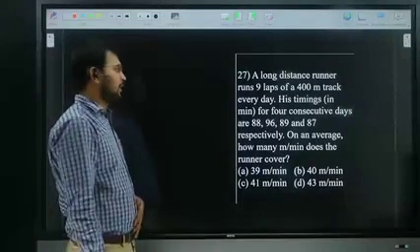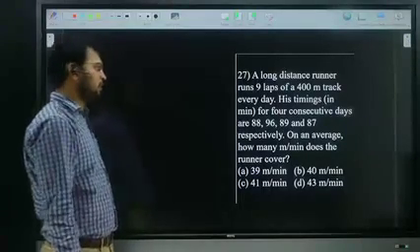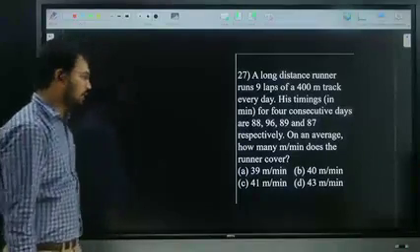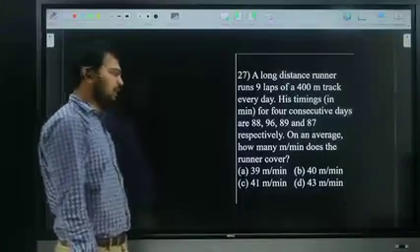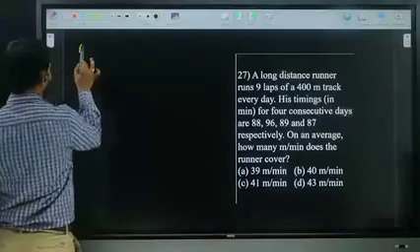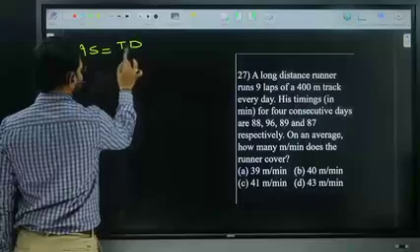A long distance runner runs 9 laps of a 400 meters track every day. His timings for 4 consecutive days are 88, 96, 89 and 87 respectively. So on an average, how many meters per minute does the runner cover? They are asking average speed. Average speed is nothing but total distance by total time.